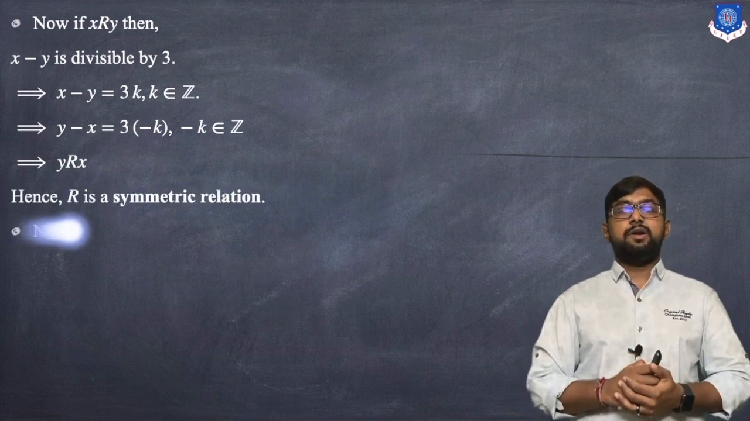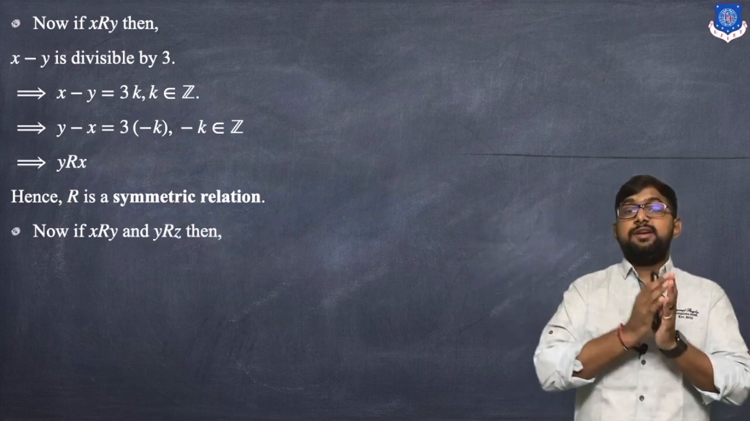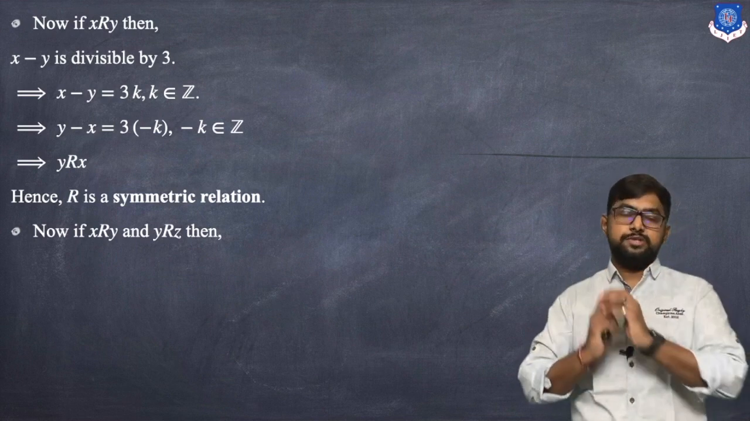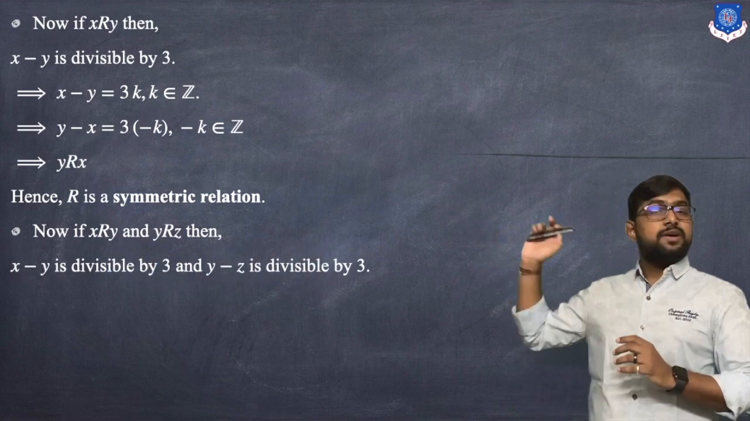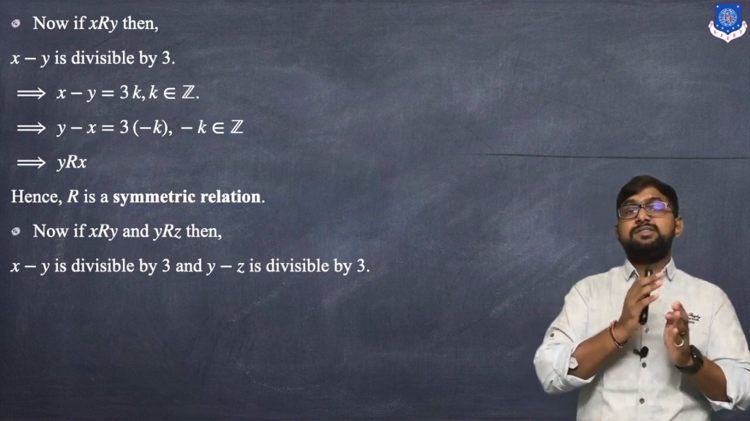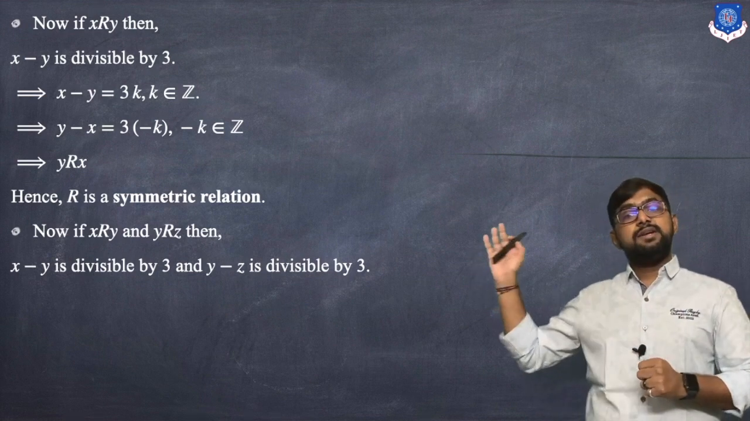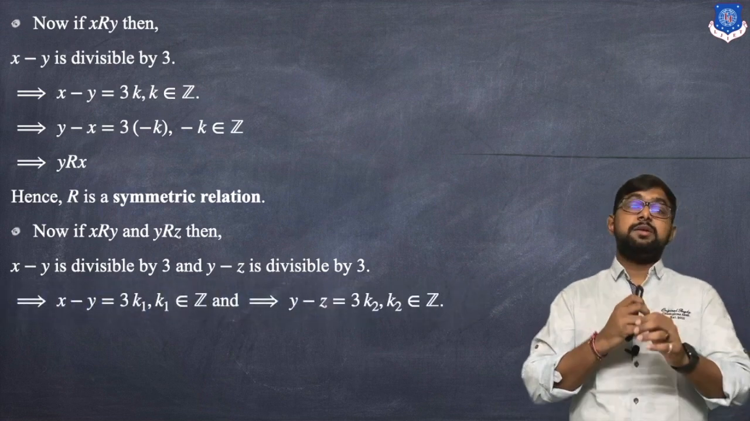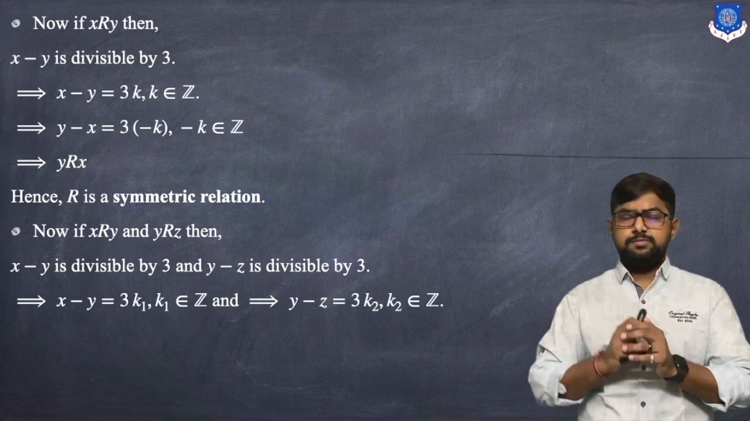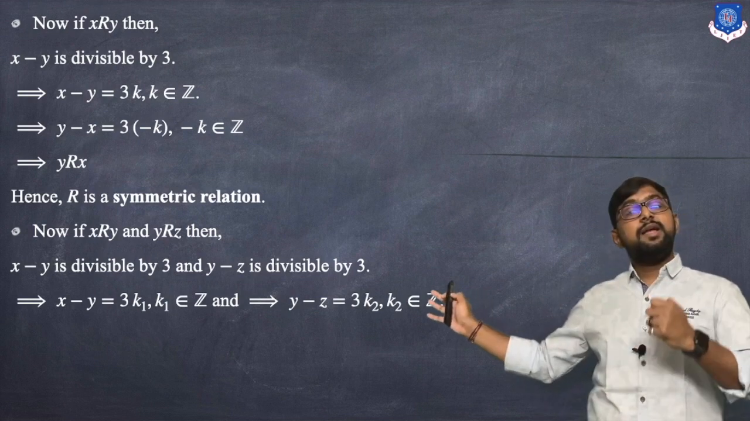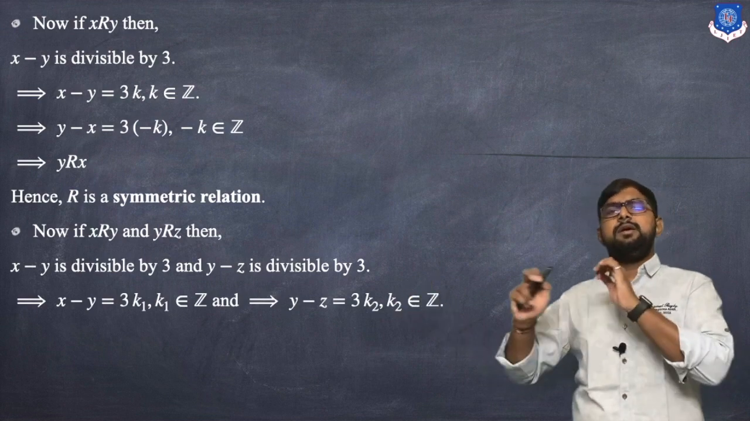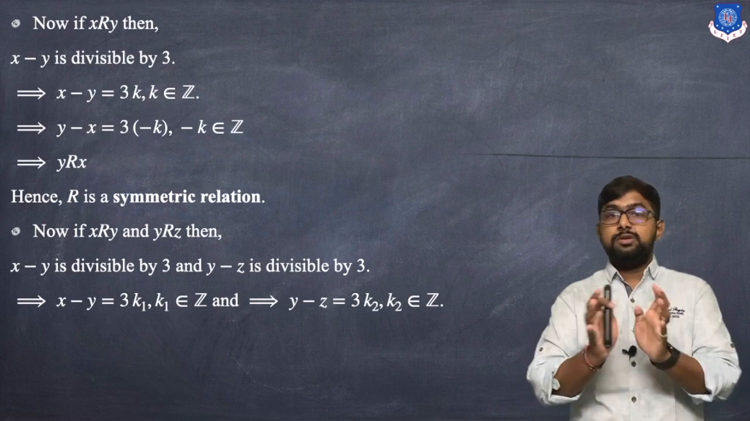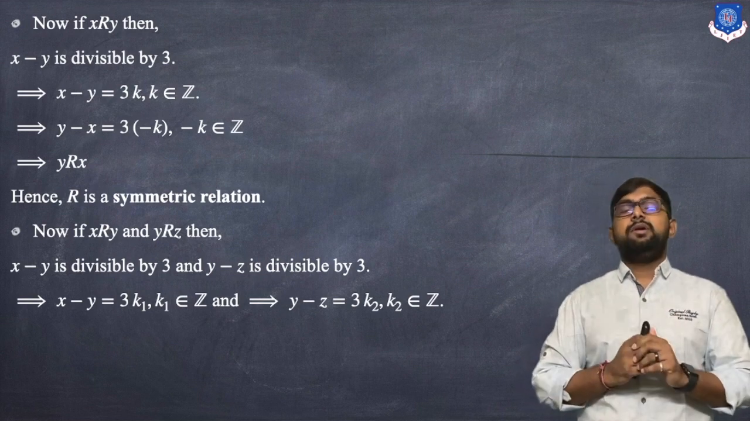Now for transitive relation, let us assume if x is related to y, y is related to z, then we need to prove x is related to z. Now x minus y is divisible by 3 and also y is related to z, that means y minus z is divisible by 3. Now both are multiples of 3. So x minus y can be written as 3 times some k1, and in the same manner y minus z equals 3 times some k2, and both k1 and k2 belong to Z.